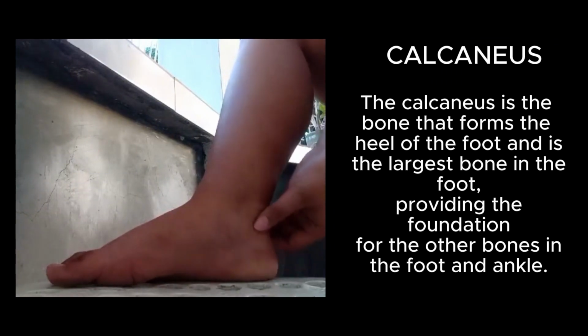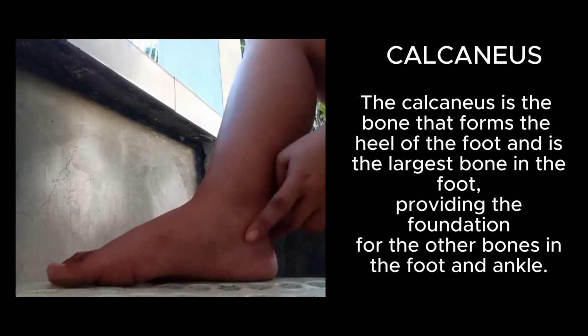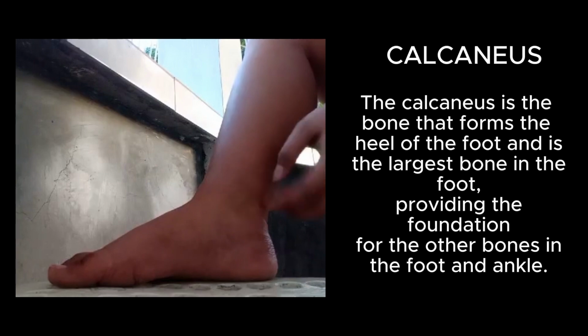Next, calcaneus. The calcaneus is the bone that forms the heel of the foot and is the largest bone in the foot, providing the foundation for the other bones in the foot and ankle.